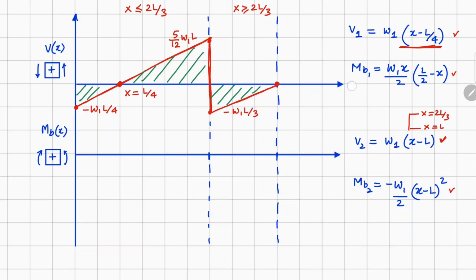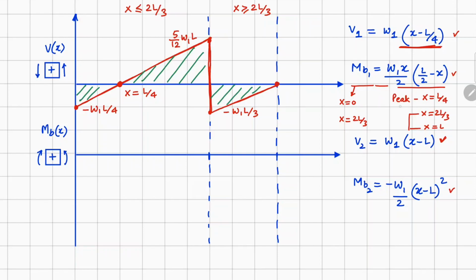Now for the bending moment, we can look at this equation for segment 1. So for this we need three values. One at x equals 0, second one at x equals 2l by 3, and third one is going to be your peak value. Now peak we can clearly see from the shear force will happen at x equals l by 4. So these are the three values that we need to plot for this.